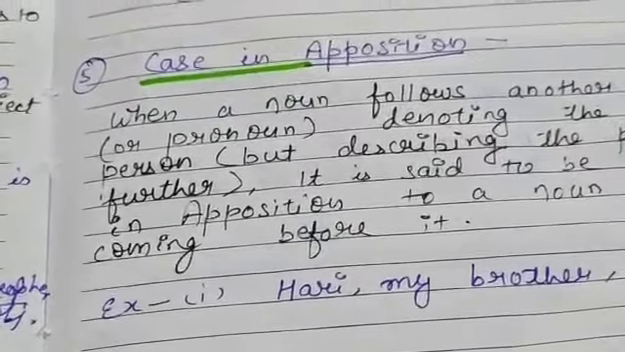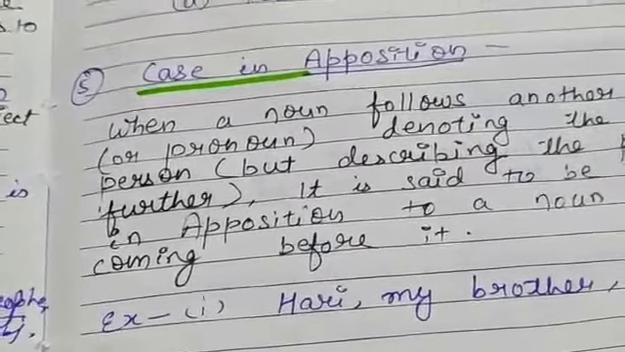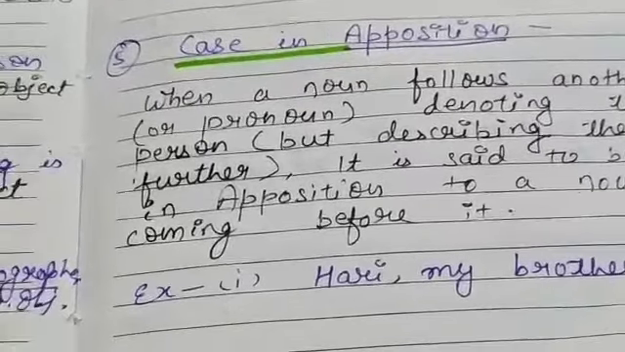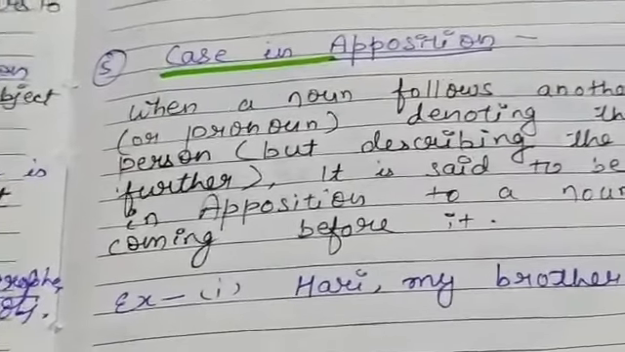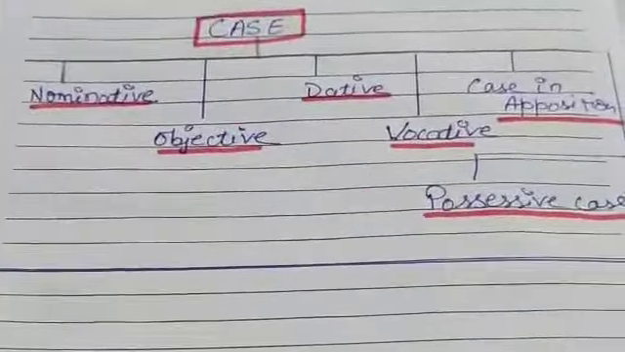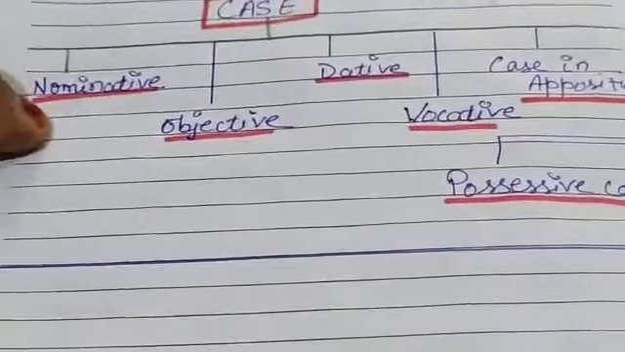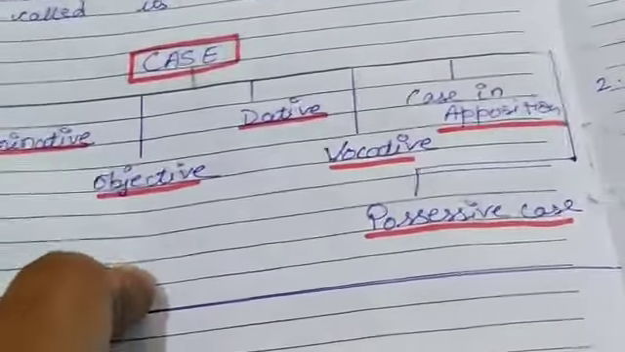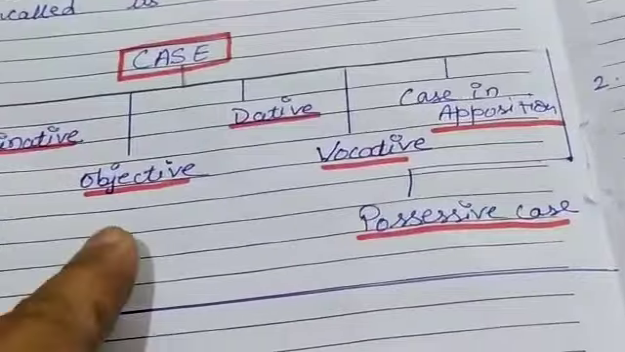Please revise, and I shall discuss possessive case in my next video. And let us make a very quick revision. Cases are of 6 types. Nominative case, which is also called subjective case. Objective case means the direct object when only one object is referred.